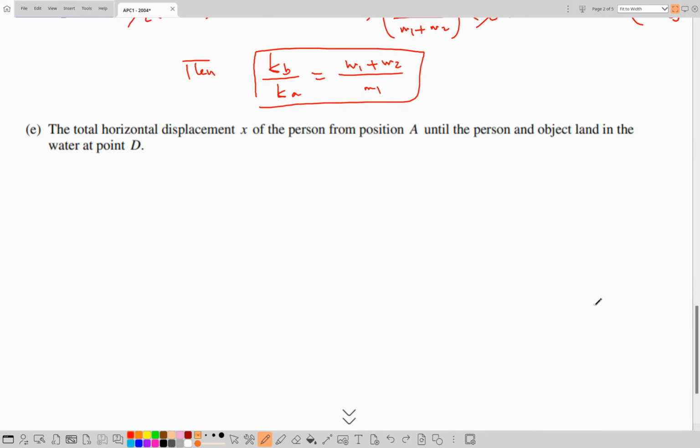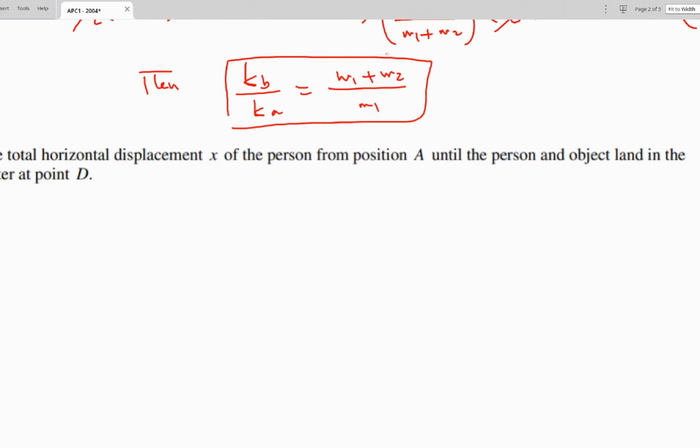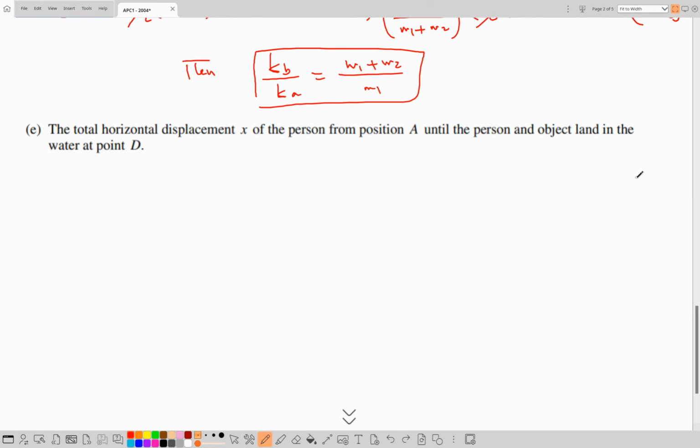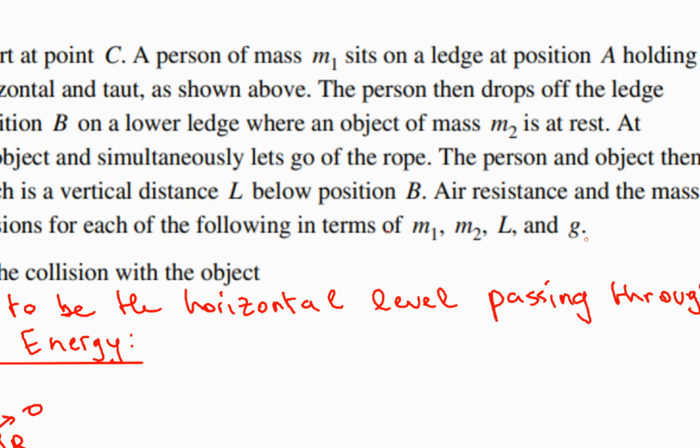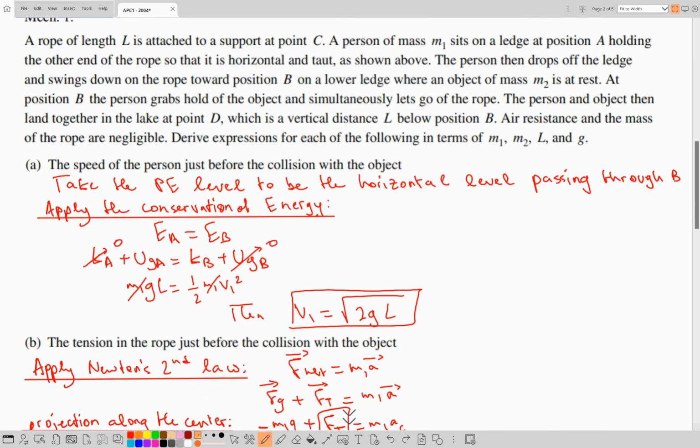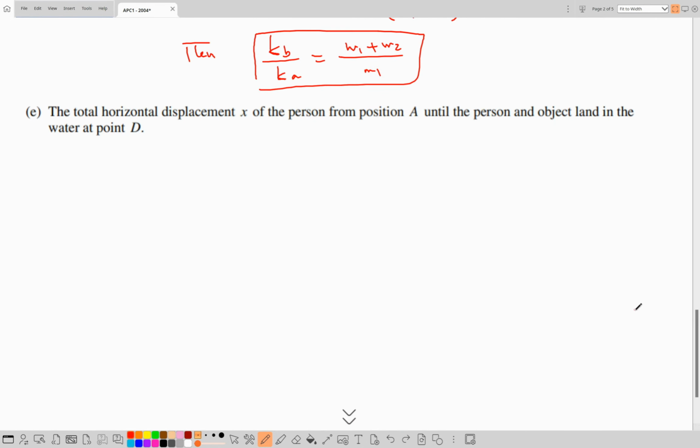Now in part E we need to find the total horizontal displacement. Before I move to part E, notice that the expression is given in terms of m1 and m2, and these are accepted since they are stated in terms of the following quantities. In part E, the total horizontal displacement x of the person from position A until the person and the object land in the water at point D.